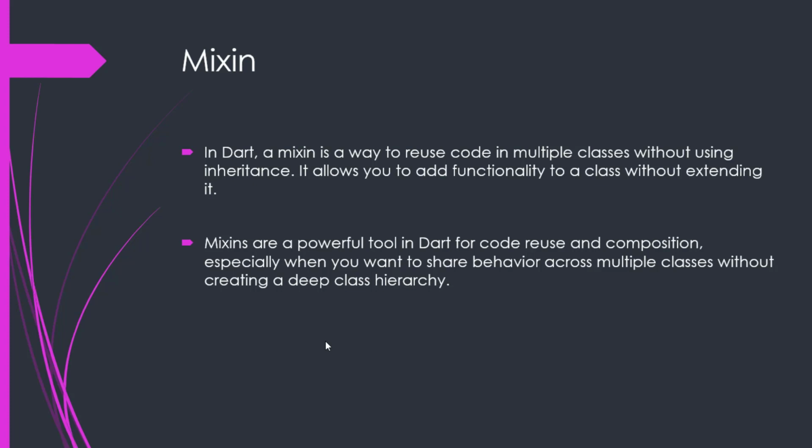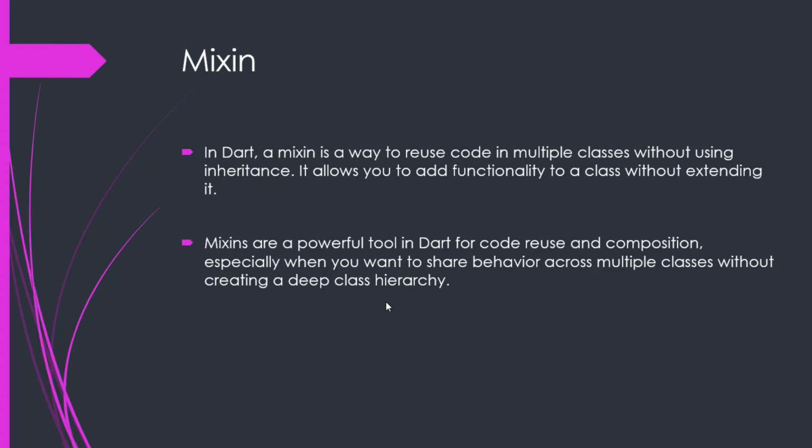Our previous tutorial was about abstraction. Now in today's tutorial we are going to discuss Mixin. In Dart, a Mixin is a way to reuse code in multiple classes without using inheritance. It allows you to add functionality to a class without extending it. Mixins are a powerful tool in Dart for code reuse and composition, especially when you want to share behavior across multiple classes without creating a deep class hierarchy.